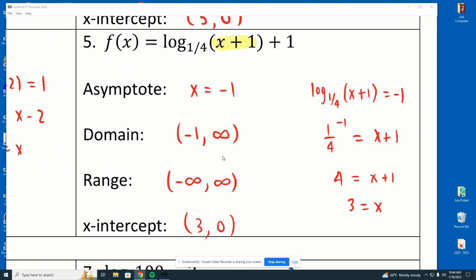And number 5, last one of these. You're going to have a couple of these on the quiz tomorrow. Let's move to the left 1. So my asymptote is x equals negative 1, which restricts my domain. Can't go past that asymptote, so negative 1 to infinity. Of course, an unlimited range, up and down. And then, of course, it crosses your x-axis at 3, so 3, 0.